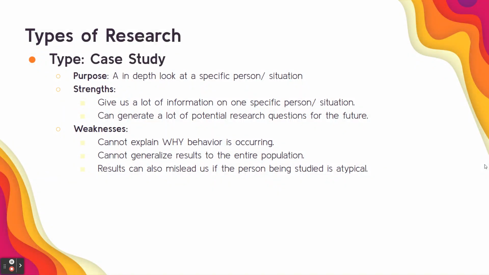Another type of research is a case study. The purpose of this is a very in-depth look at a very specific person or situation. So some strengths is that it can give us a lot of information on one specific person or situation, and it can generate a lot of potential research questions for the future. But a weakness is it also cannot explain why behavior is occurring, and you can't generalize these ideas to the entire population because you've done such an in-depth look at one specific situation. The results can also mislead us if the person being studied is atypical.